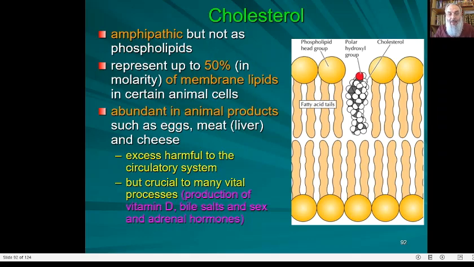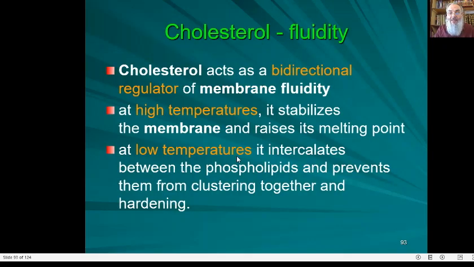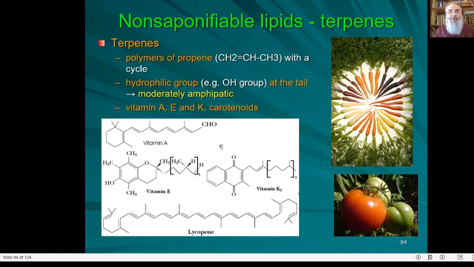Okay, now let's consider some other lipids that are not saponifiable. Terpenes. Terpenes are polymers of propene, CH2, CH, CH3. Vitamin A, for instance, is a terpene. Vitamin E, vitamin K, lycopene. Lycopene is the pigment that is responsible for the red color of tomato fruit. Vitamin A is derived from carotene. It belongs actually to the family of carotenoids.